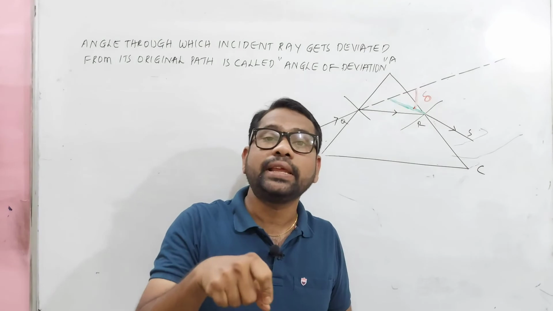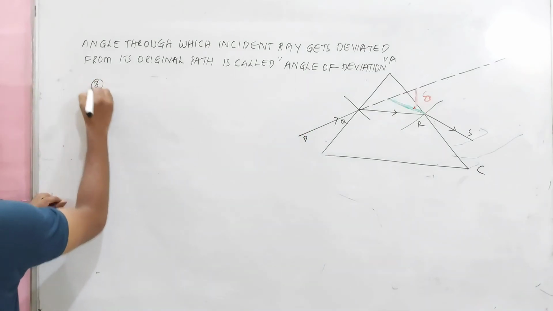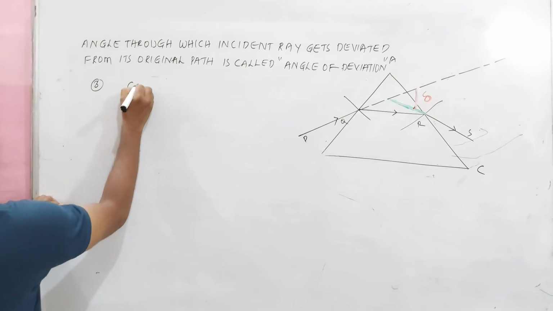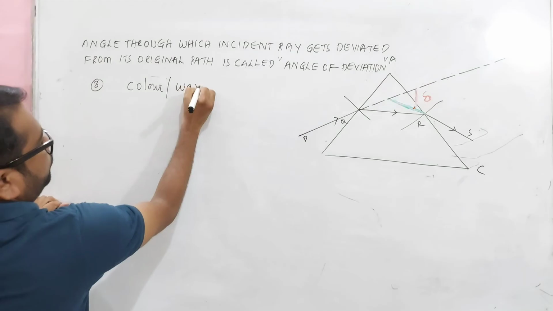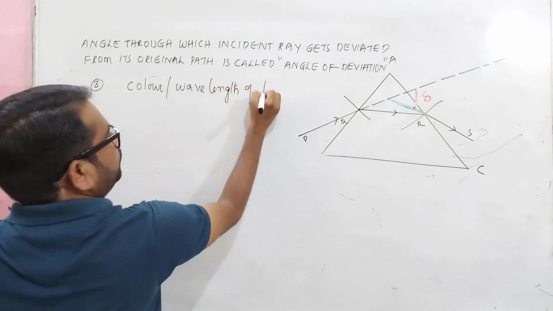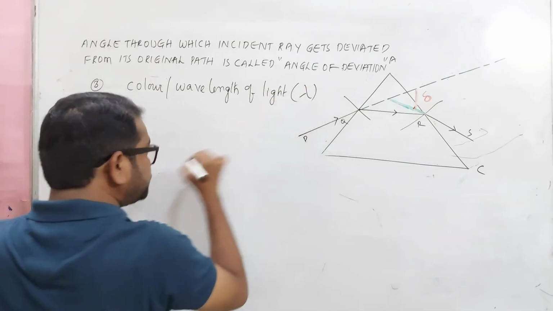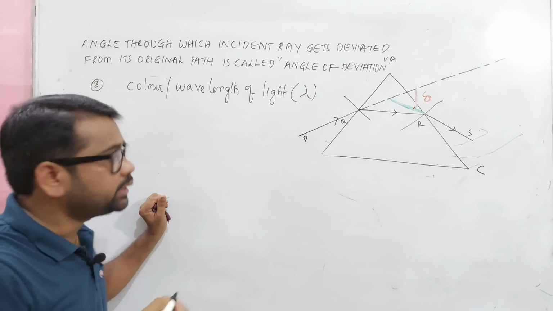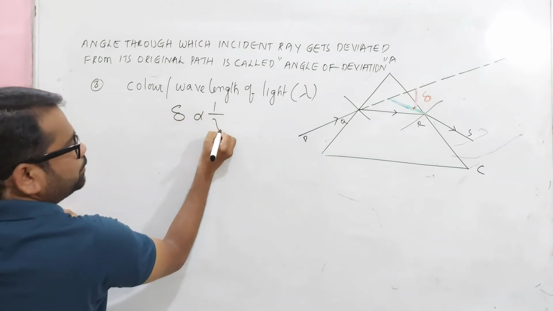Now the third factor. The first factor is the angle of the prism, the second factor is the refractive index of the material of the prism, and the third one, children, is the color or wavelength of light used. It is wavelength, lambda. So experimentally it is noticed that the angle of deviation is inversely proportional to lambda.